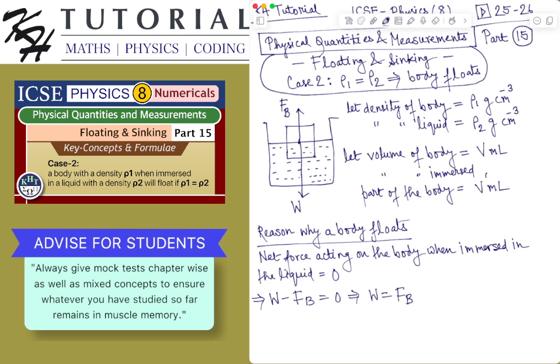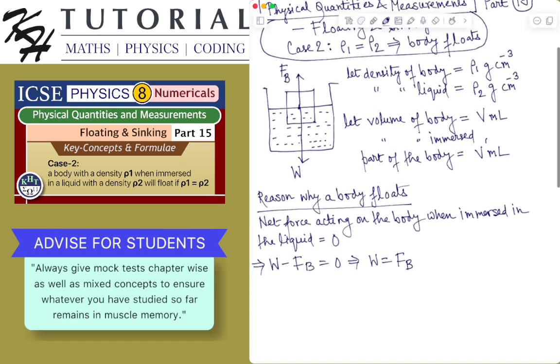Now, why is that? So definitely it must be the case that when the density of the liquid and the body are the same, then the weight of the body becomes equal to the buoyant force. Let's see whether this is true or not. If it is true, then it is verified that when rho 1 is equal to rho 2, then the body will float.